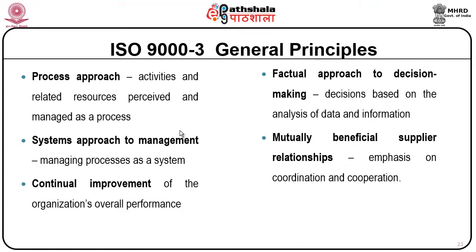ISO 9003 general principles. Process approach: activities and related resources perceived and managed as a process. Systems approach to management: managing processes as a system. Continual improvement of the organization's overall performance. Factual approach to decision making: decisions based on analysis of data and information. Mutually beneficial supplier relationship: emphasis on coordination and cooperation.